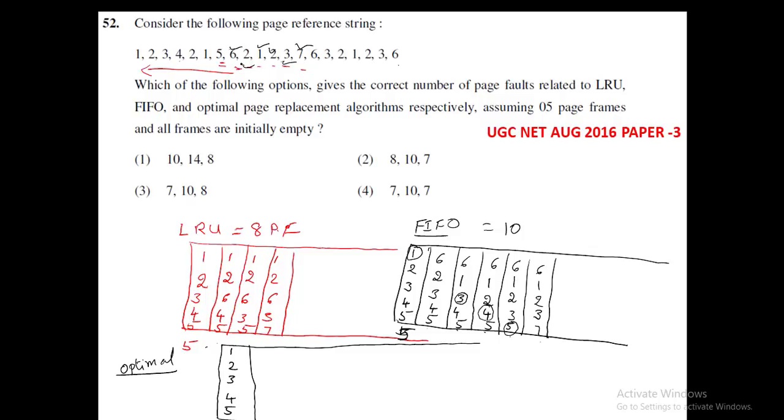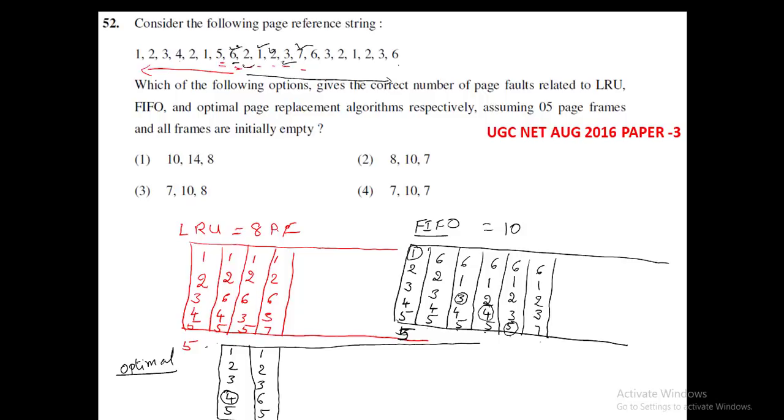After that, 6 is referred by the CPU. 6 is not there, so a page fault occurs. Now we have to check which page to select as the victim page. For this, see the future references. After 6, the CPU refers to 2, then 1, then 3, and then 4 and 5. 5 is not referred in the future, so among 4 and 5 we choose 4 as the victim page. In the place of 4 I am writing 6, and then 5 is there.